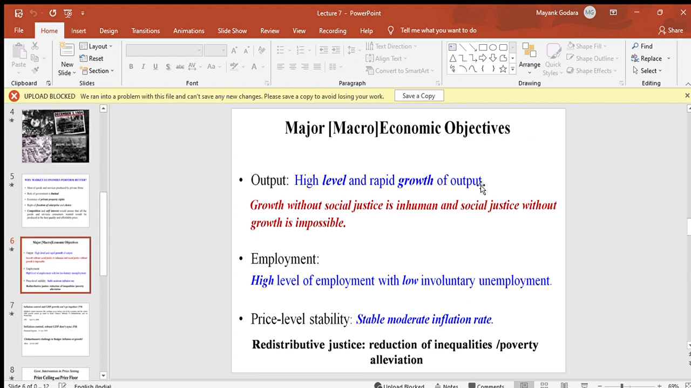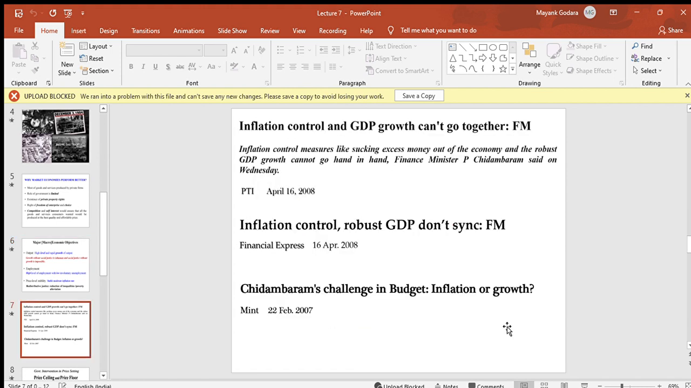What are the major objectives of macroeconomics? Output should be high and rapid growth should be there. High employment with low involuntary unemployment. There should be price level stability, a stable, moderate inflation rate. Inflation control and GDP growth can't go together, according to the FM.